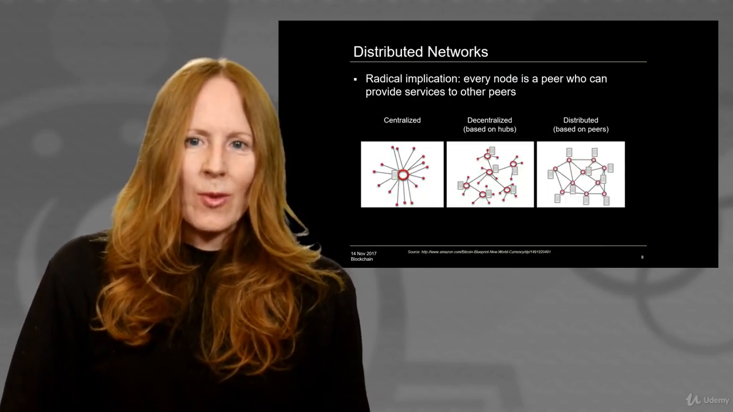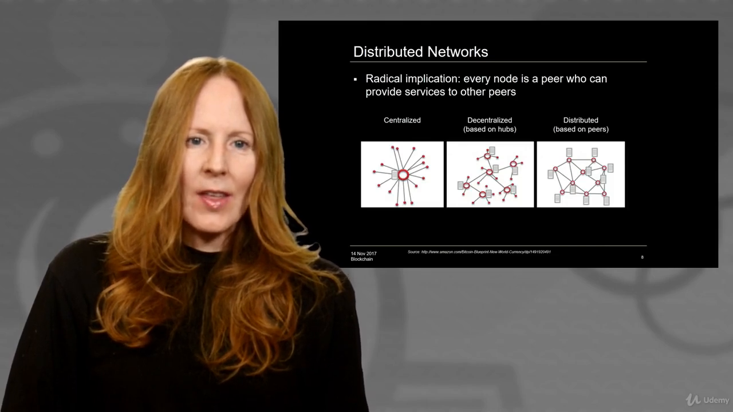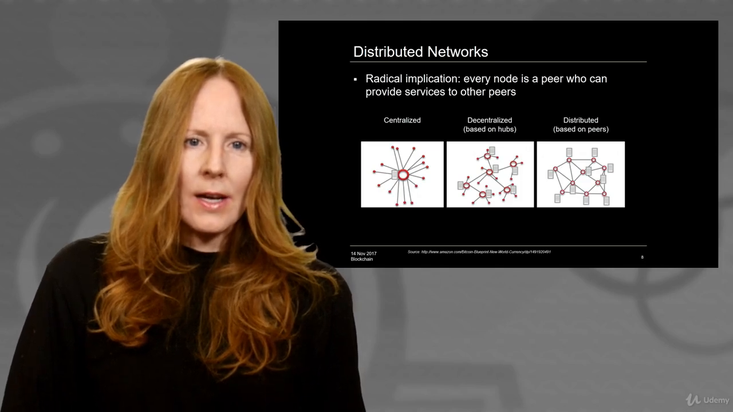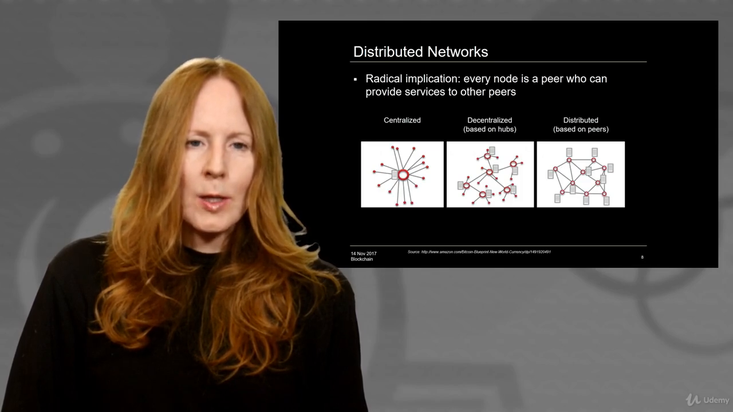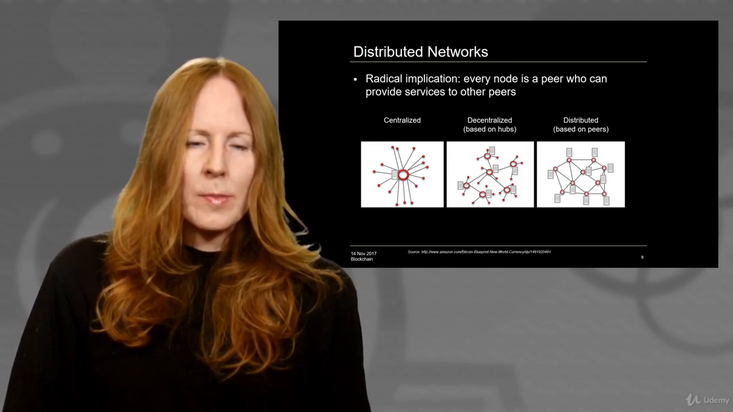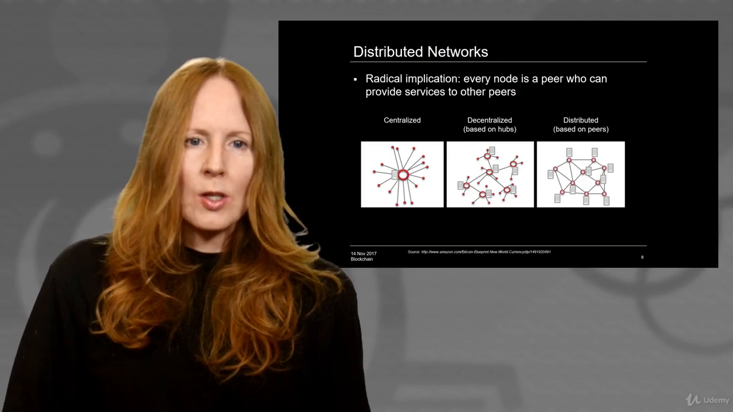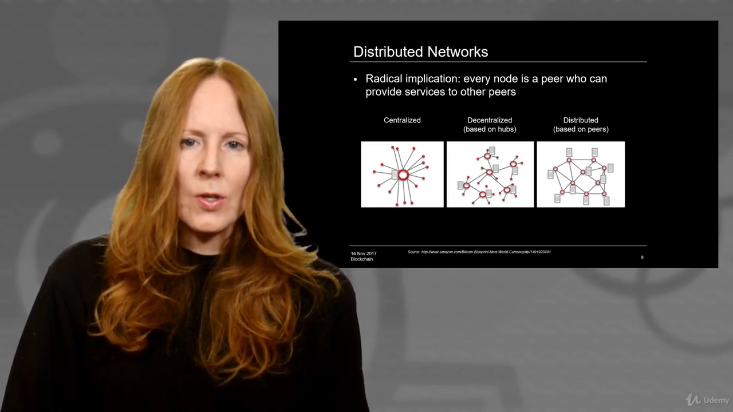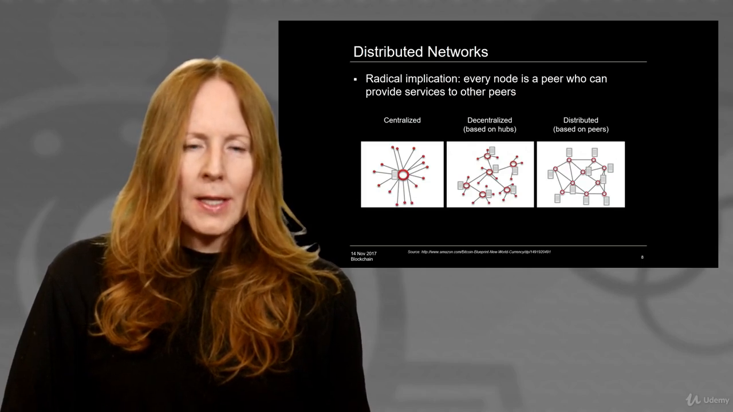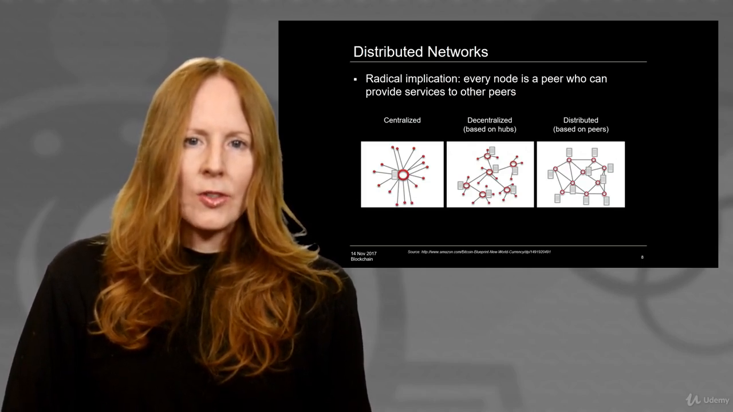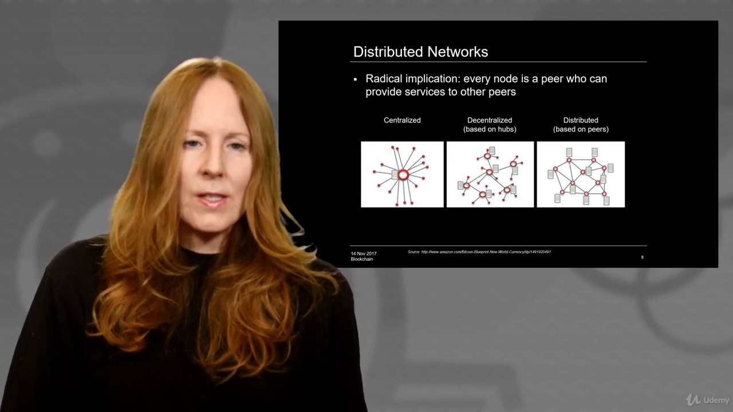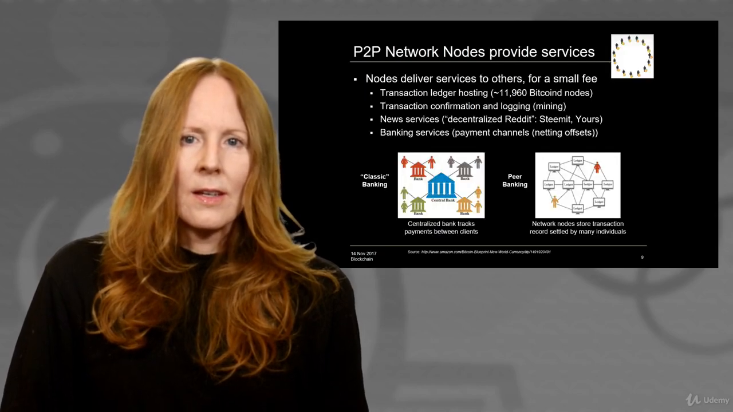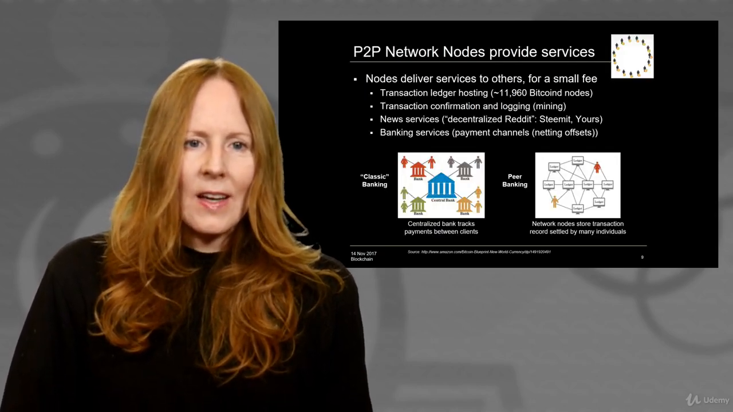So distributed networks is the idea that we've had three different kinds of network architectures: those that are centralized and hierarchical, those that are decentralized based on hubs and spokes, and those that are distributed, like the Bitcoin blockchain, just truly flat pure nodes, no one node having any different status than any other. The radical notion of pure nodes is that each node can be a peer who provides services to others. And indeed, that's exactly what happens currently.